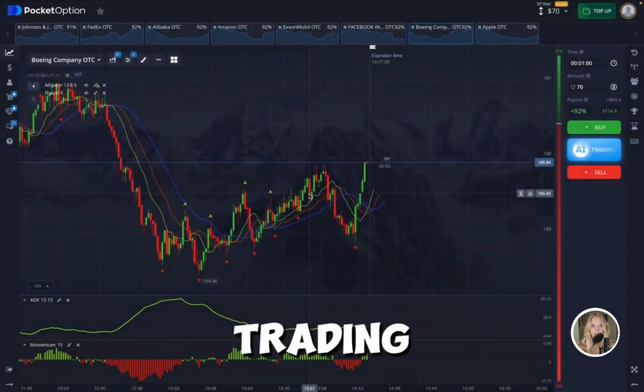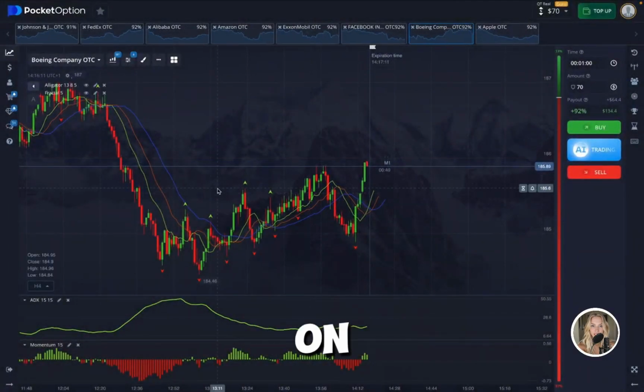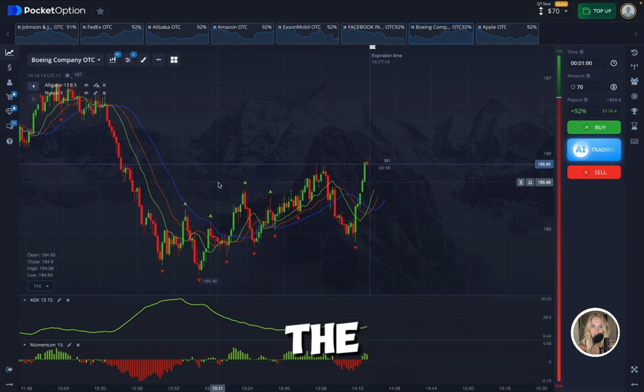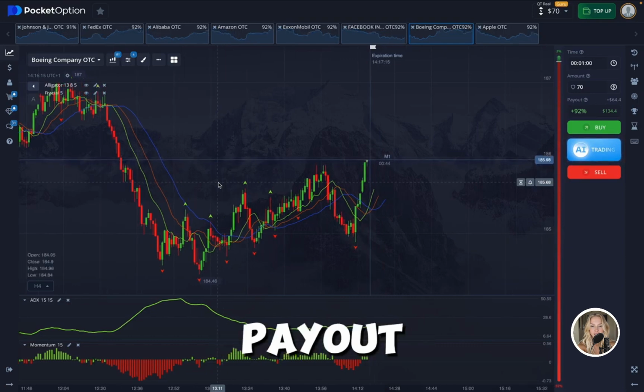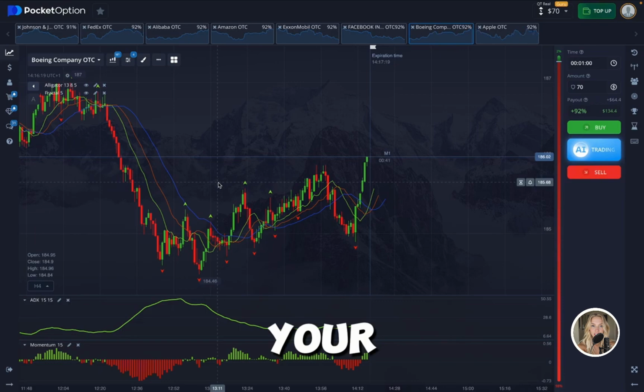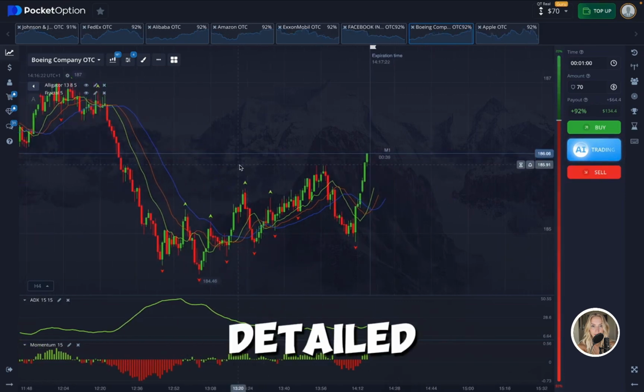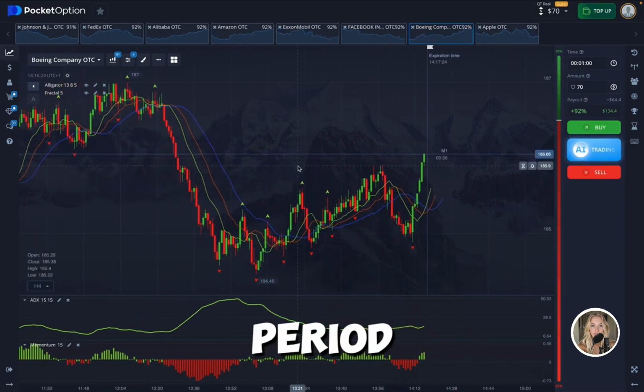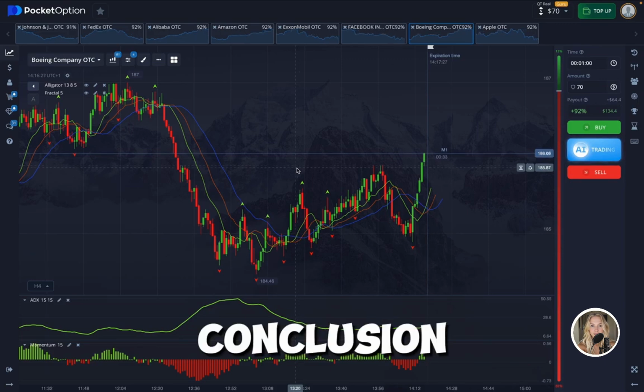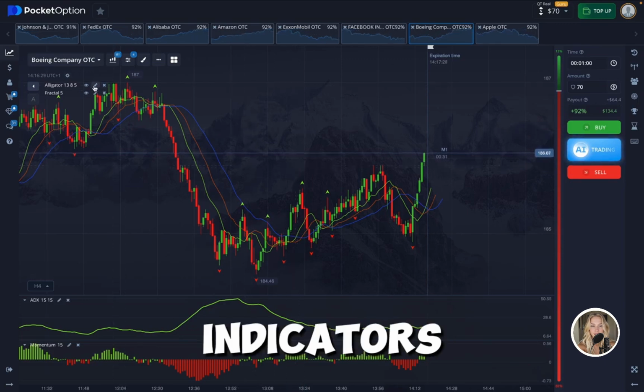So, let's get to our trading today. Today, I am trading on company stocks and all assets with the most optimal movement patterns and payout percentages you can see in front of your eyes. I have already made a detailed analysis of the market for the last period of time and came to the conclusion that today we will use the following indicators.